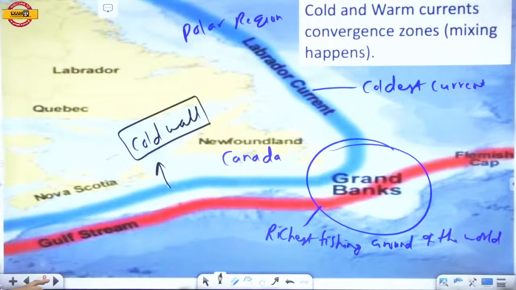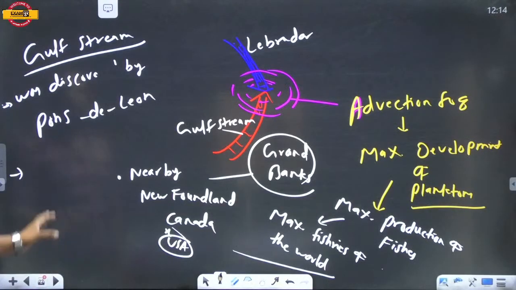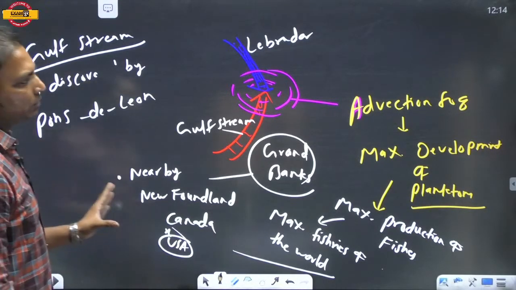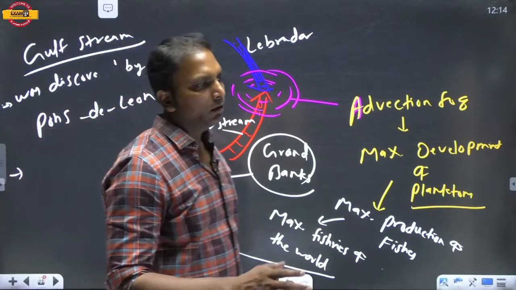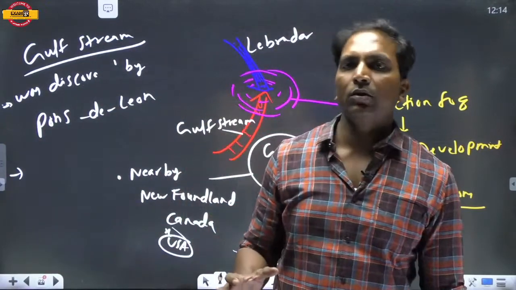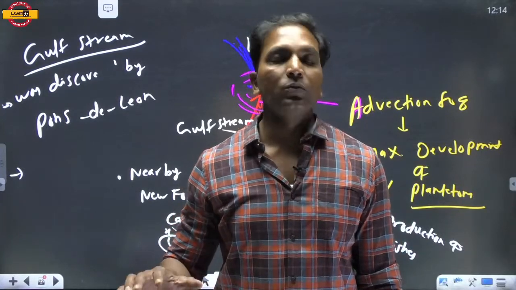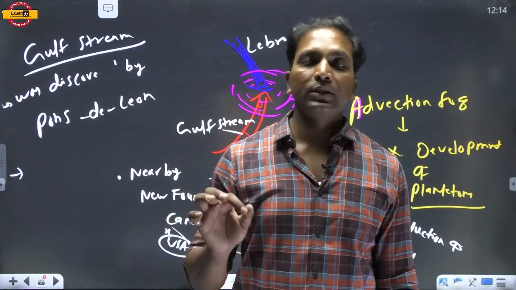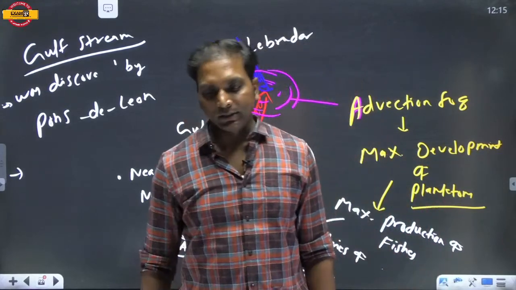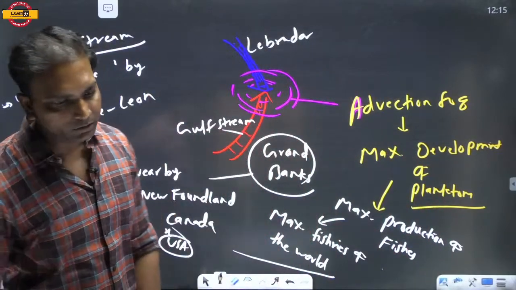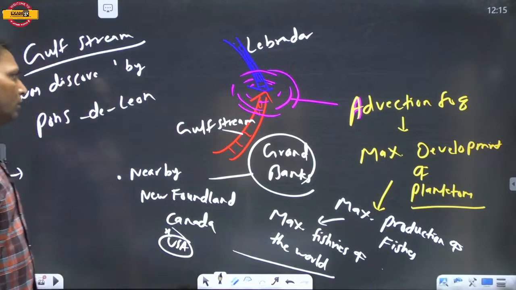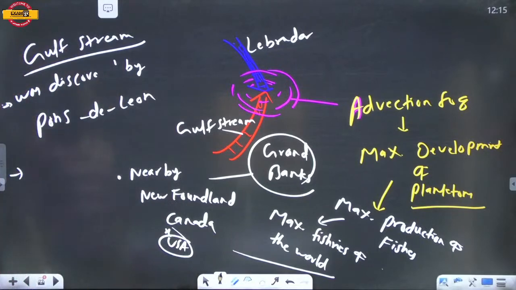Then, the Gulf Stream was discovered by Ponce de Leon, and I have also explained how the eastern coastal region of the USA is not totally snow-covered in the winter season. Okay, next.